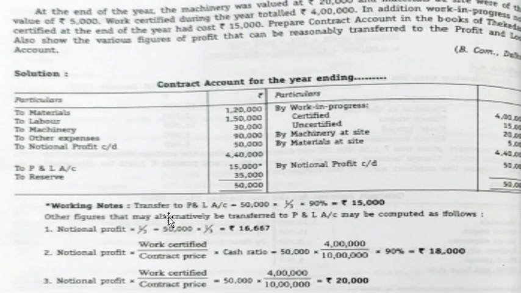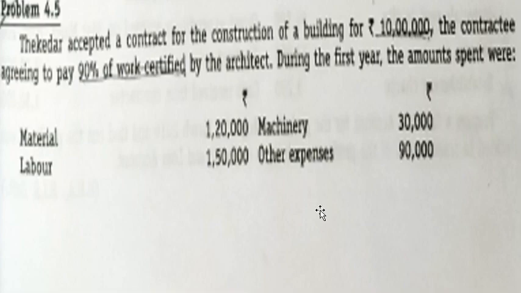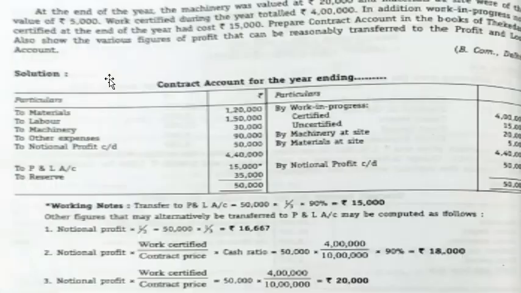So the working notice: transfer to profit and loss account, notional profit into 1/3 into 90%. As I've told, in the problem they have clearly stated that 90% of the work certified has been approved or received from the contractee. That means the cash received is 90%. So their percentage is directly given. If the percentage is not given, then you will use the cash ratio formula, which is cash received divided by work certified. So notional profit into 1 by 3 into cash ratio.